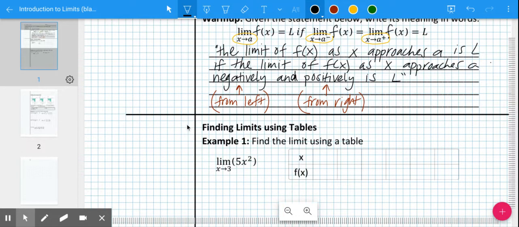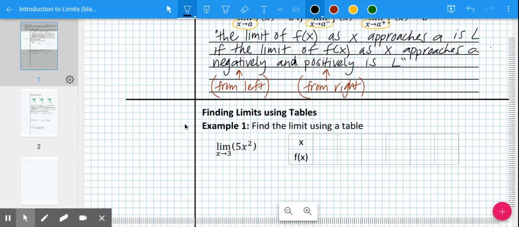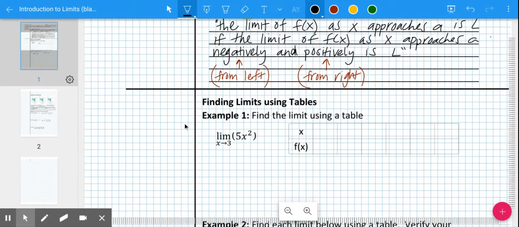Today, we are going to look at finding limits using tables. You will need a calculator for this. Graphing calculator would be good. Scientific will be good for at least some of it, but graphing calculator is preferred. Let's take a look at our first example here.